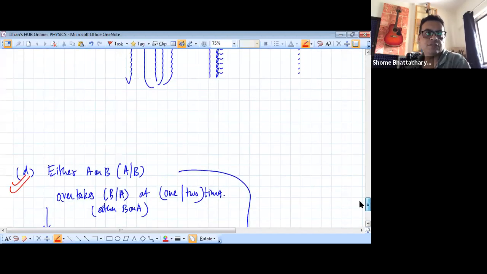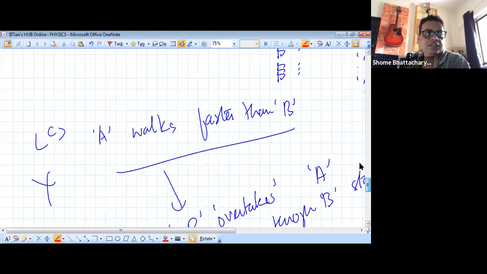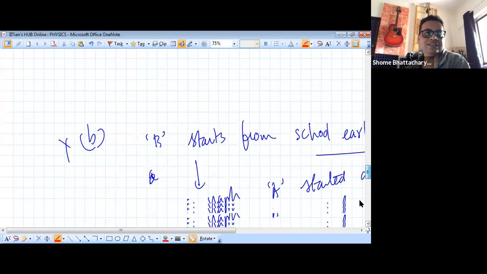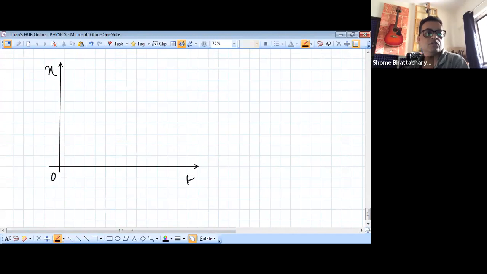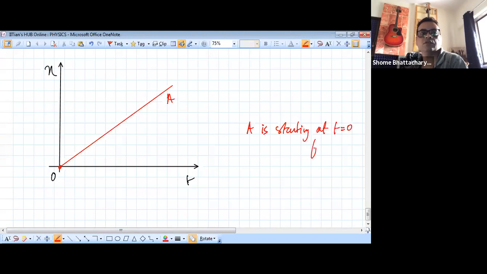Now I'm going back to option B, which you wanted explanation for. Option B was saying that B starts from school earlier than A. Whereas you can see clearly that is not the case, because what was our graph showing us? Our graph was showing us that the motion of A was like this. This was the motion of A. So A's motion is starting at t equal to 0, from x equal to 0.